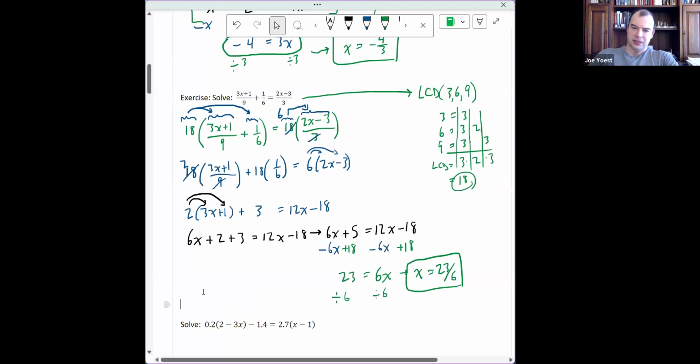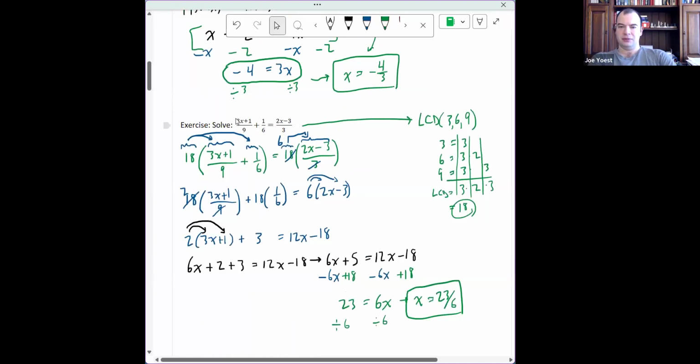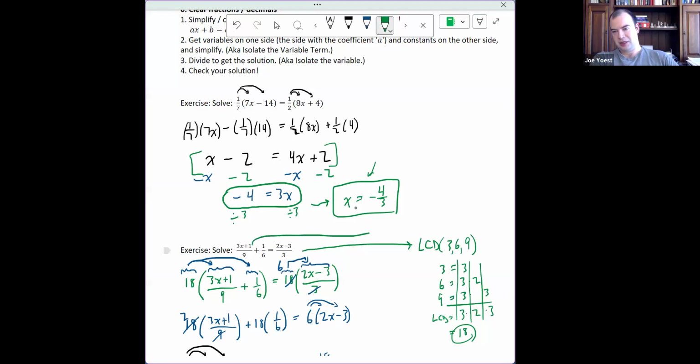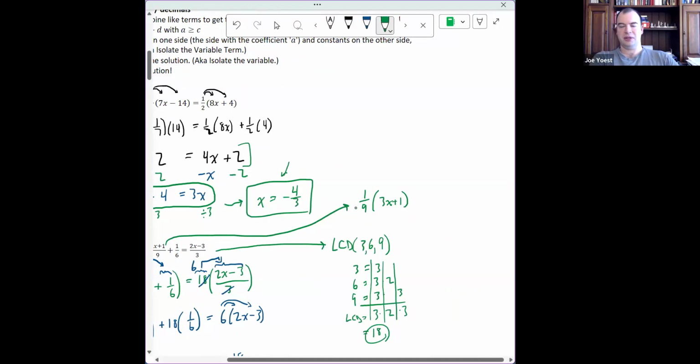Okay, and then the next one, this one looks complicated. It looks more complicated, but it's basically just a different way of writing something like this, right? Writing 3x plus 1 all over 9, for instance, is the same as writing 1/9 times 3x plus 1. Right, why is that? Well, just like with a number like 4, I could think of that as 4 over 1 if I really wanted to.